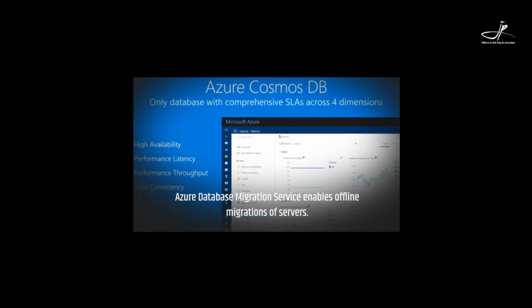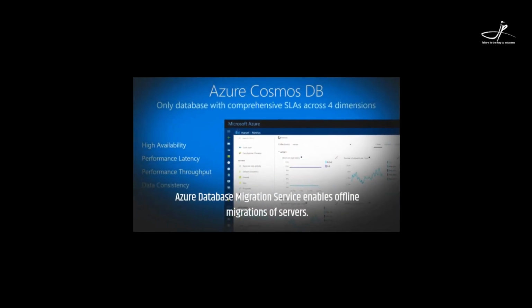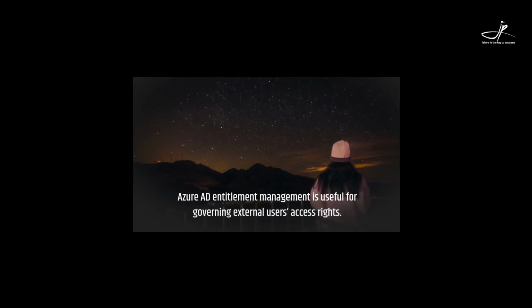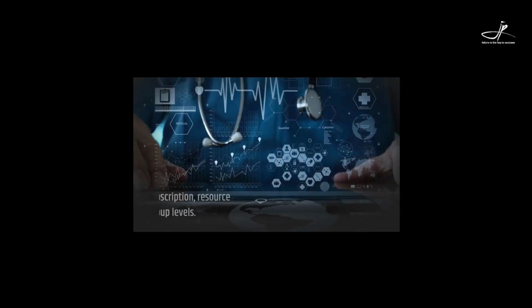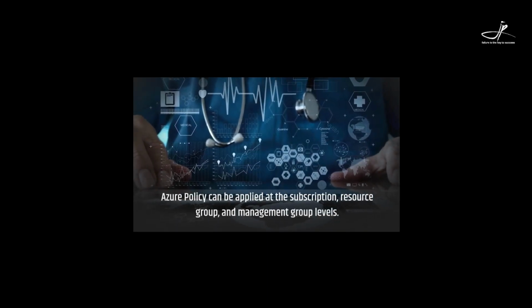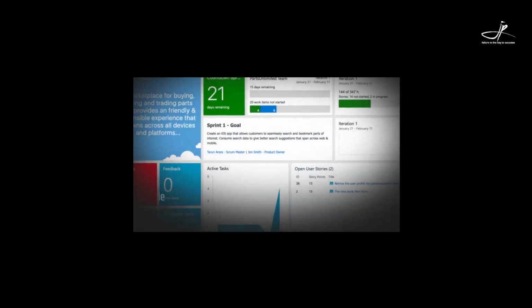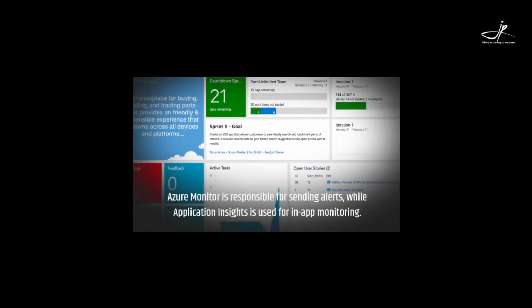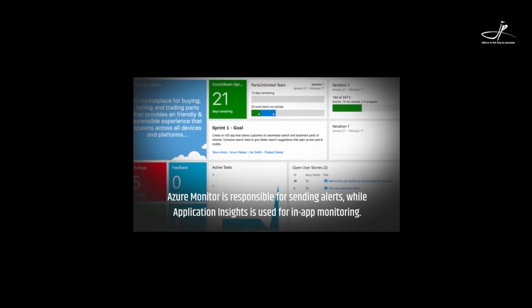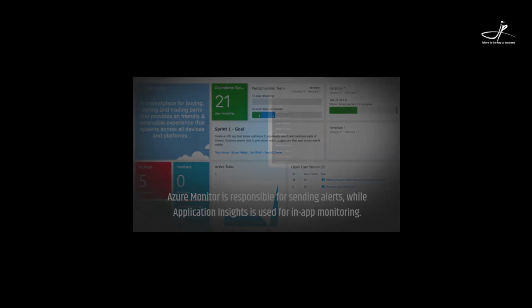Azure Database Migration Service enables offline migrations of servers. Azure AD Entitlement Management is useful for governing external users' access rights. Azure Policy can be applied at the subscription, resource group, and management group levels. Azure Monitor is responsible for sending alerts, while Application Insights is used for in-app monitoring.